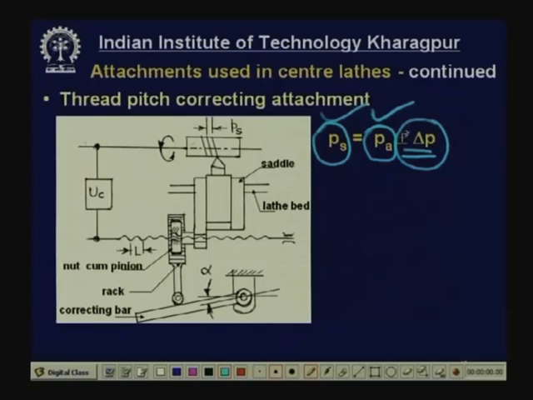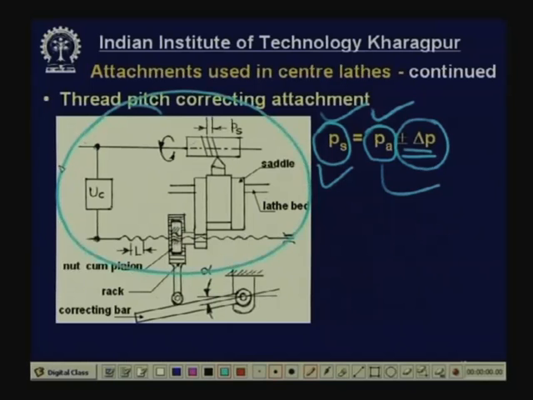Now, if this error is compensated by differential mechanism or servo system, then we can get very accurate thread in spite of having some error in the kinematic system of the machine tool. Okay. Now, how will this be accomplished?